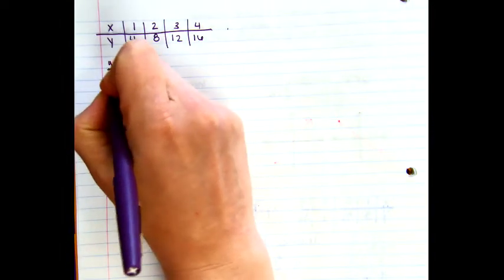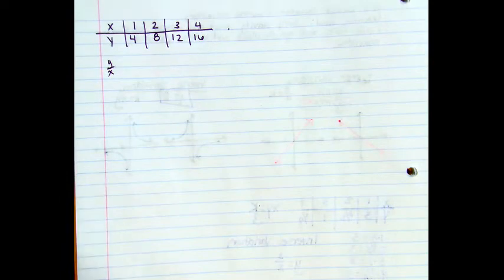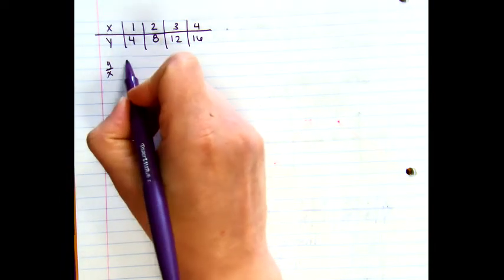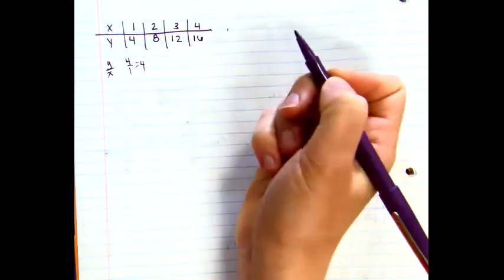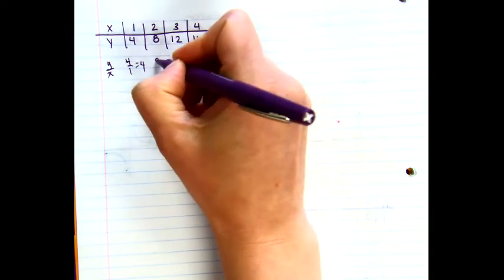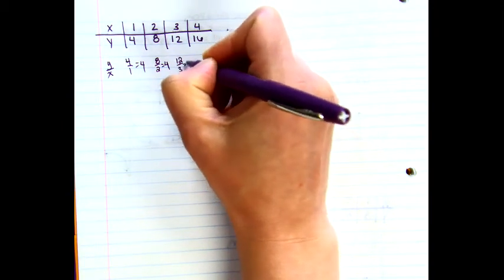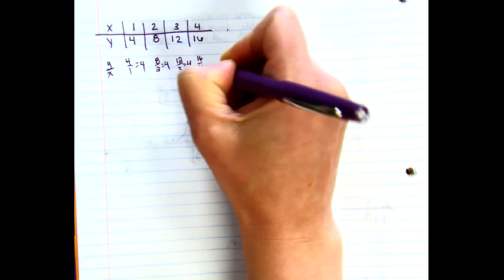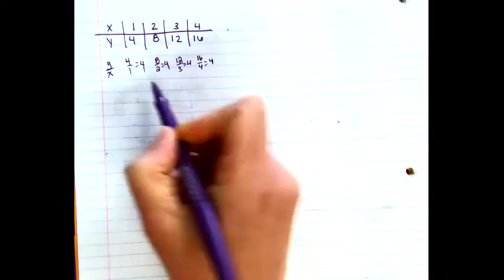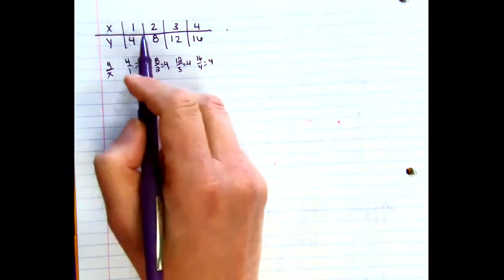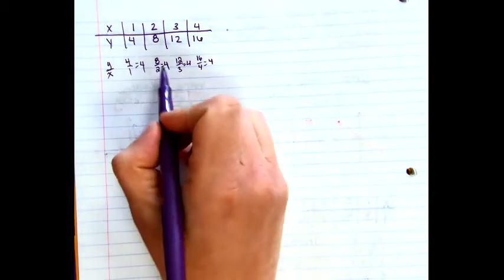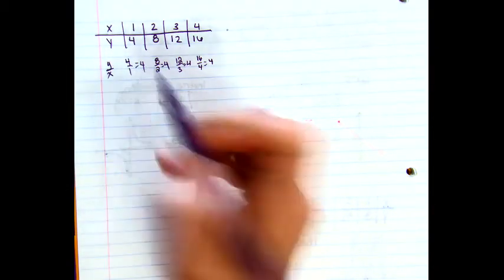The way to actually check that, though, is to look at the ratio of y over x. So y over x would be 4 over 1, which is 4. Here it would be 8 over 2, which is 4. The next one is 12 over 3, which is 4, and the next one is 16 over 4, which is 4. So in every single point that's given in our table, we end up getting the same number. We get that constant of 4.